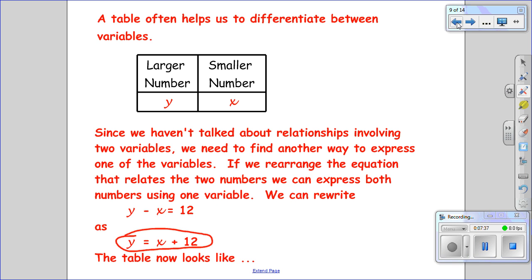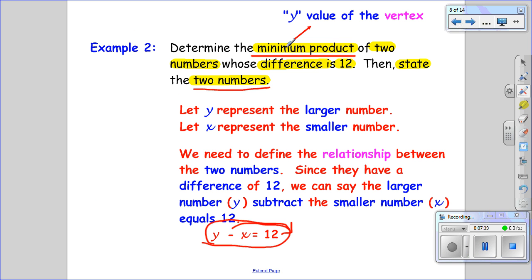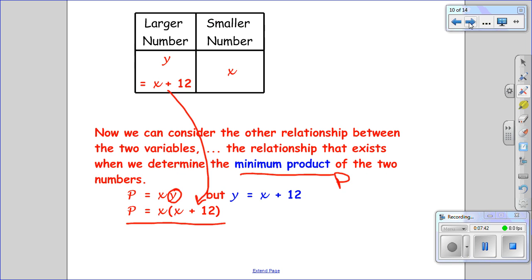And if I think backwards, what am I looking for? Go back again. I want the minimum product. Well, when it's in factored form, it can give me the zeros. It cannot tell me the vertex right away like vertex form would. So I can find my zeros by setting my product equal to 0, and I would end up with two factors. One where x is 0, and the other where x plus 12 is 0. And when I solve, I get two values of x that are 0 and negative 12.